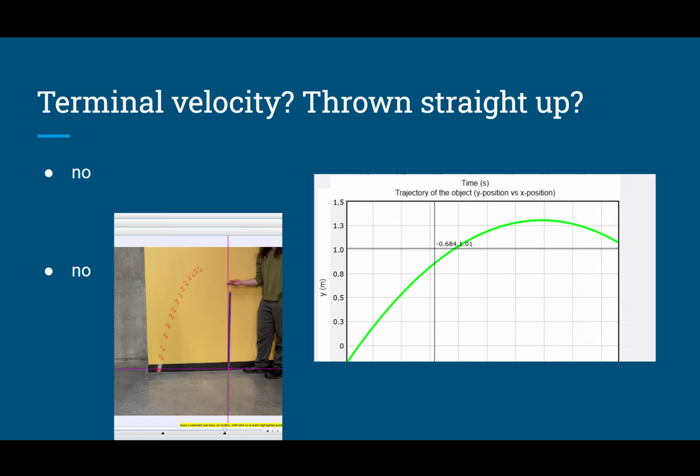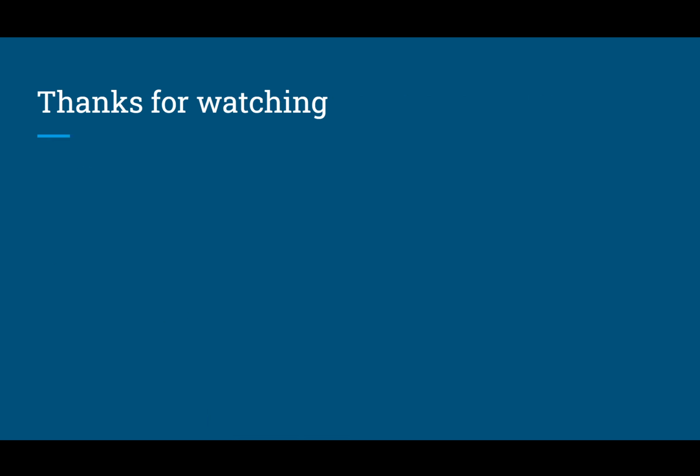So this object did not reach terminal velocity. As you can see, the trajectory is constantly increasing in speed, so it has not reached a constant speed or a max speed. Also, if it was thrown straight up with the same speed, it would reach the ground later, because some of that x speed would be transferred into y speed, which would make it spend more time in the air before gravity could bring it back down. And thank you for watching.